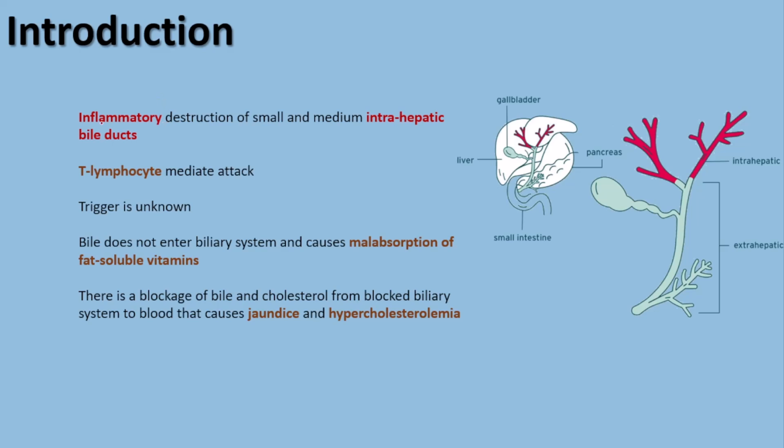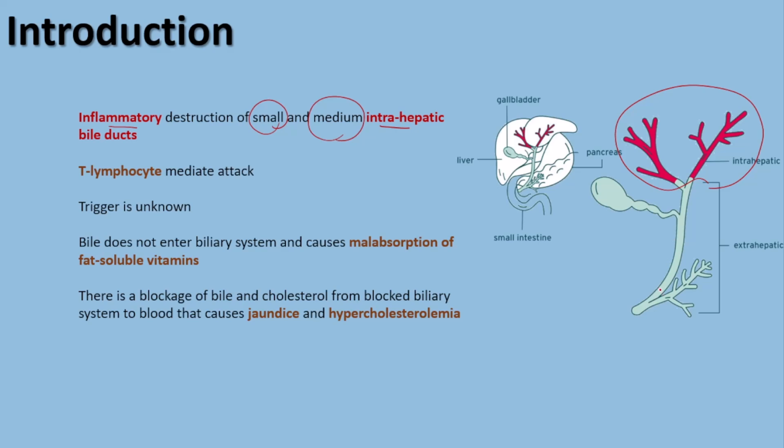Primary biliary cirrhosis is due to inflammatory destruction of intrahepatic bile ducts, usually affecting small and medium-sized intrahepatic bile ducts. If you pay attention to this picture, we have a biliary system that starts inside the liver, which we call intrahepatic bile ducts. The job of these ducts is to transport the bile from the liver to the gallbladder, and after that the extrahepatic bile duct is going to excrete the bile into the gastrointestinal tract.